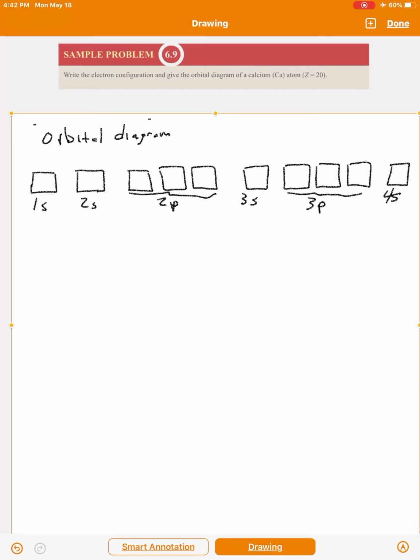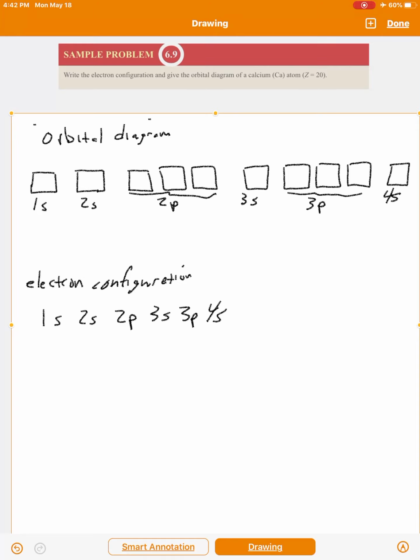The configuration, the electron configuration, that's where you show the notation. 1s, 2s, 2p, 3s, 3p, 4s. And then you indicate the number of electrons in each subshell as a superscript. Now, the reason I stopped at 4s is because I've already done calcium a million times, so I know where to stop. There's 20 electrons, so we're going to stop at 4s.